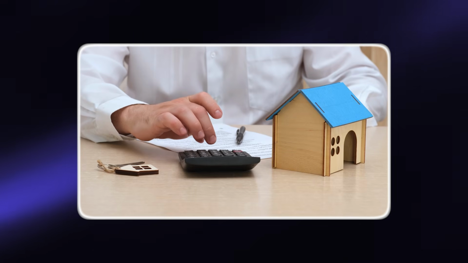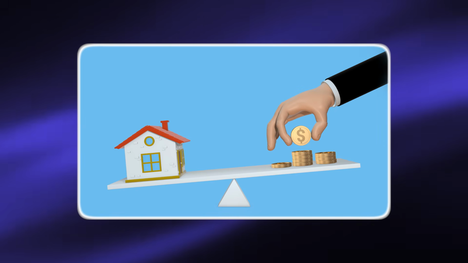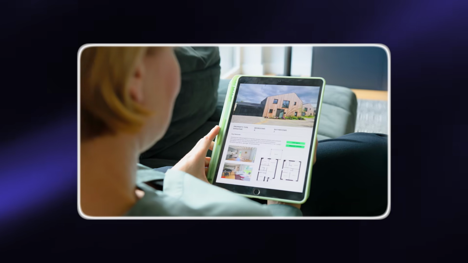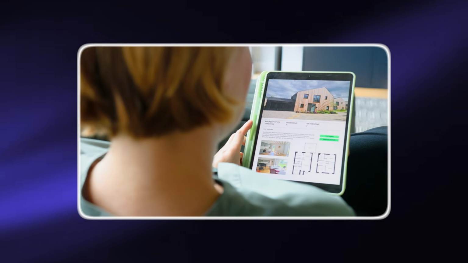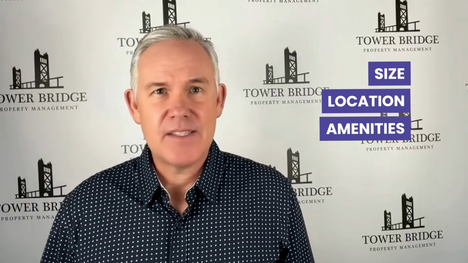So today I'm going to walk you through how to effectively price your rental property step by step so you can find that perfect balance between strong cash flow and stable long-term tenants. The first step is to determine the market rent for your property. Market rent is the amount that well-qualified tenants are currently willing to pay for similar homes in your area, based on size, location, amenities, and condition.